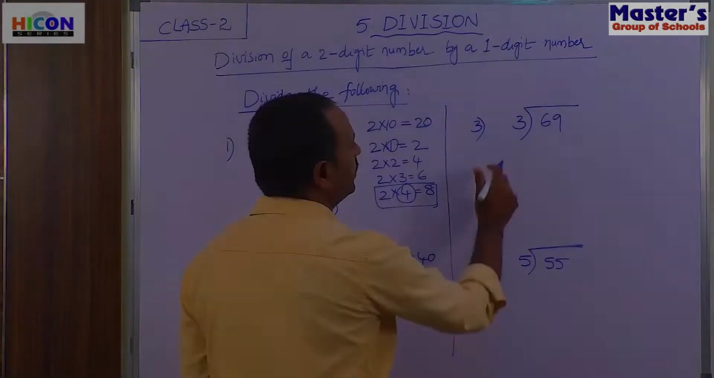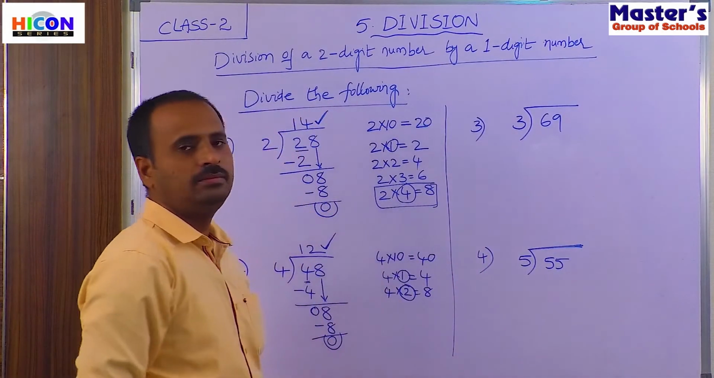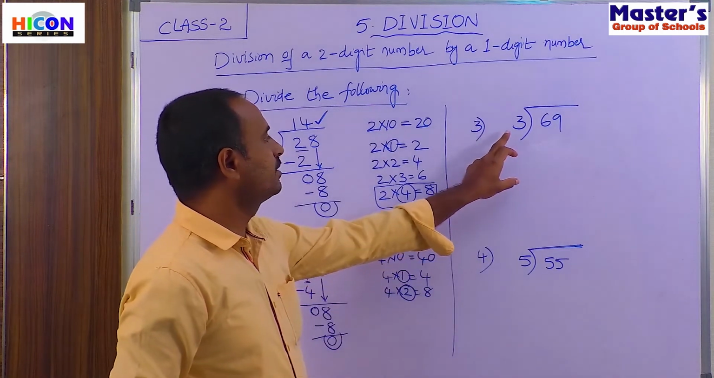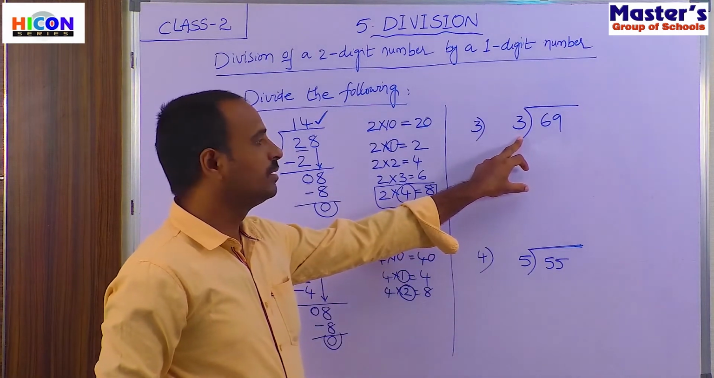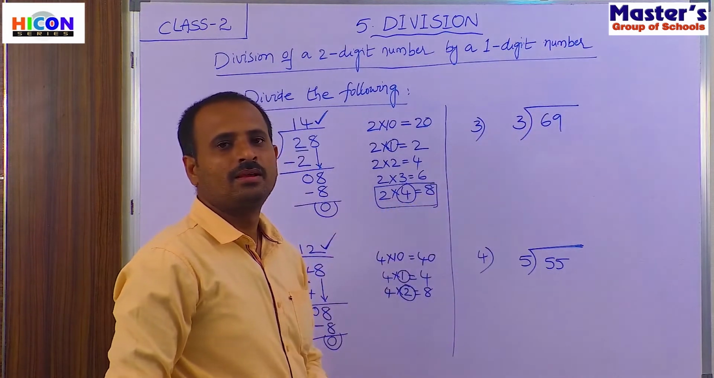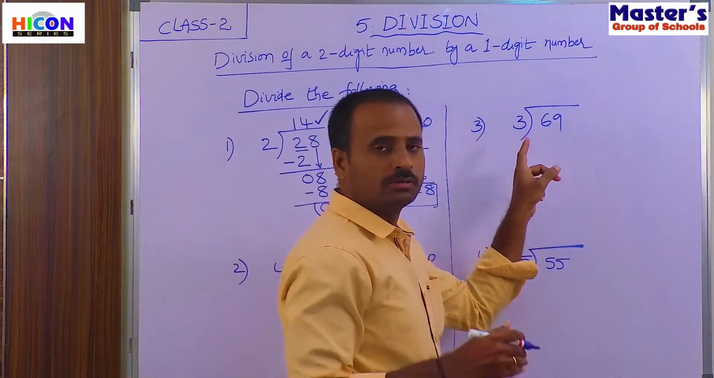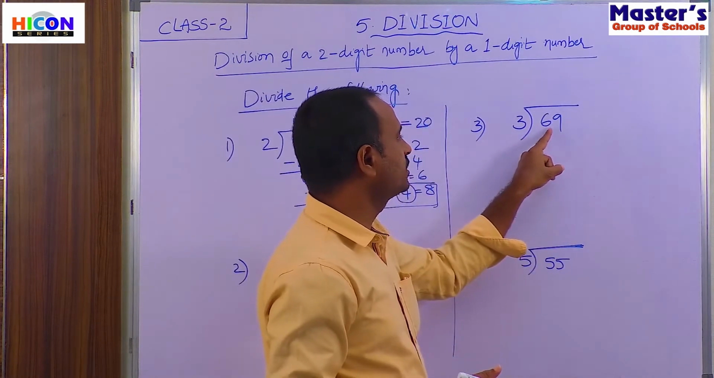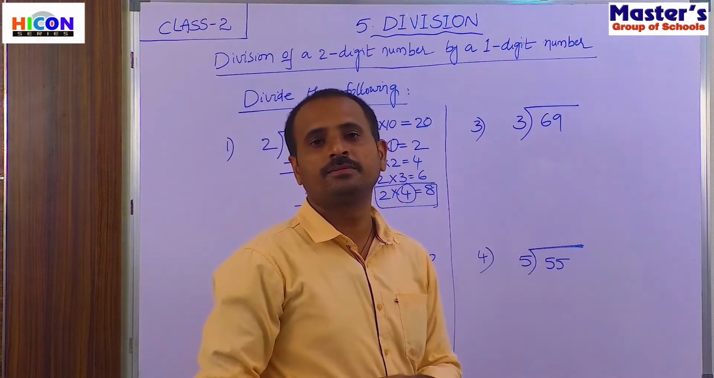What is the third problem here? So this is the third problem. What is the divisor here? 3 is the divisor. What is the dividend here? 69 is the dividend. Now, we have to find when the number 69 comes in the third table.